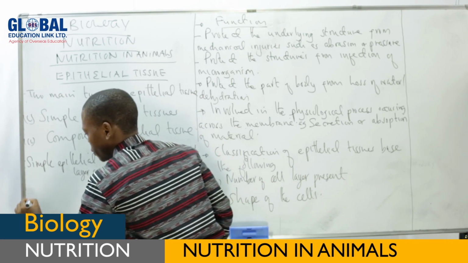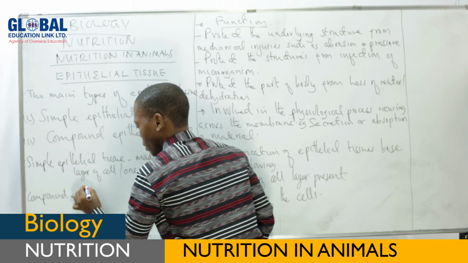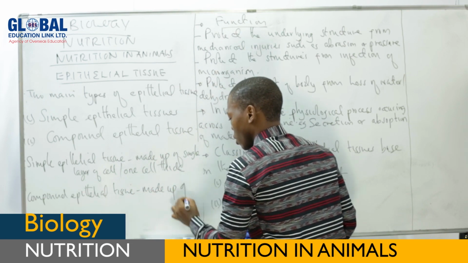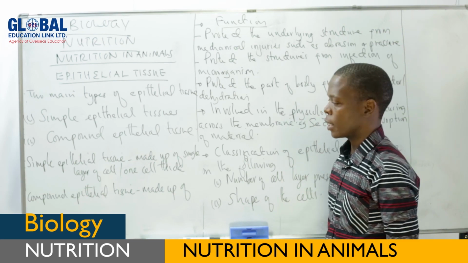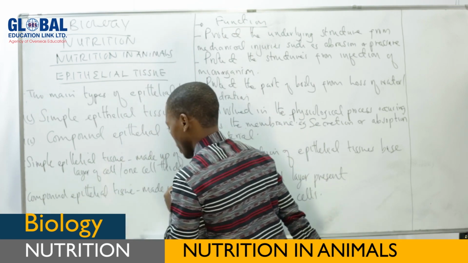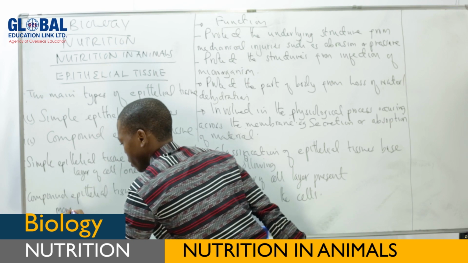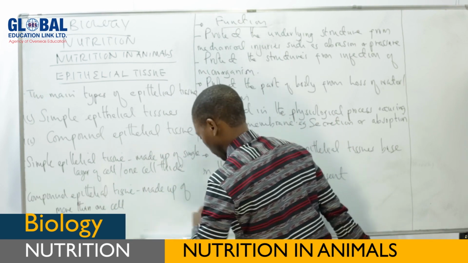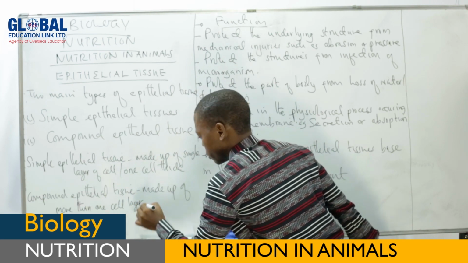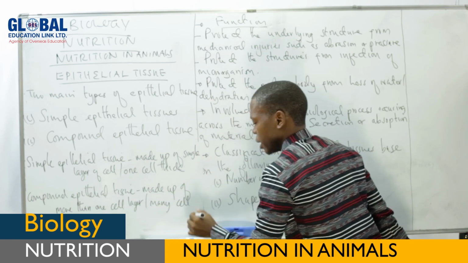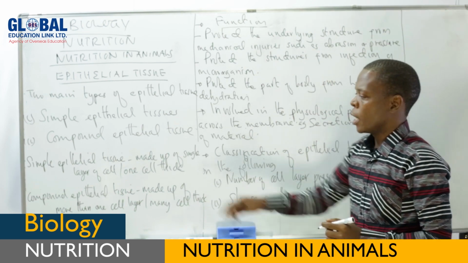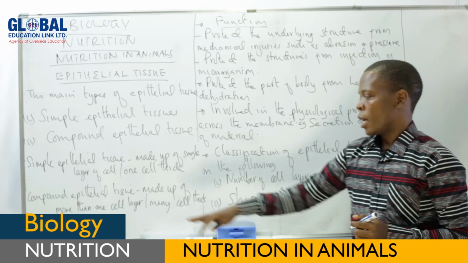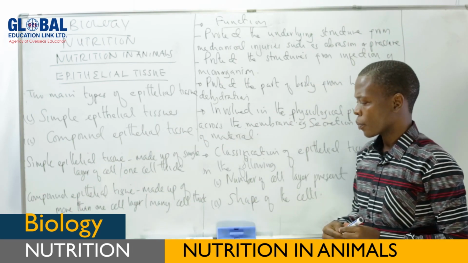These compound epithelial tissues are made up of many layers of cells, or we are saying multi-layered cells, or simply you can say made up of more than one cell layer, or many cells thick. It means this simple, we generally say this is a thin cell layer, but this, since they are made up of many layers of cells, they are thicker than the simple epithelial tissues. Okay.